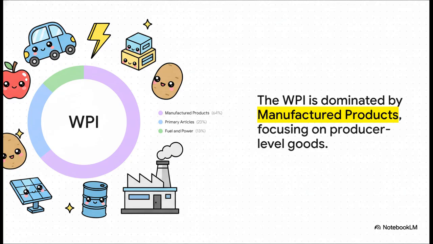This chart tells you everything you need to know about what the WPI is focused on. Just look at that huge slice of the pie for manufactured products. It's over 64%. That tells you right away that the WPI is all about goods at the factory gate, at the producer level. Primary articles like food and minerals, and then fuel, make up the rest. This makeup is the key to understanding why it behaves the way it does.